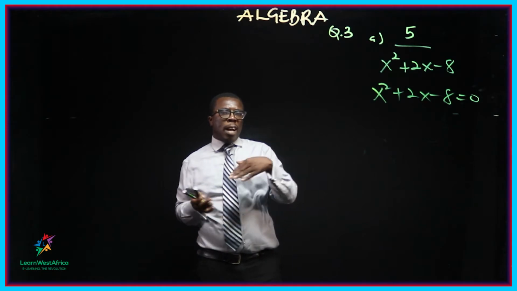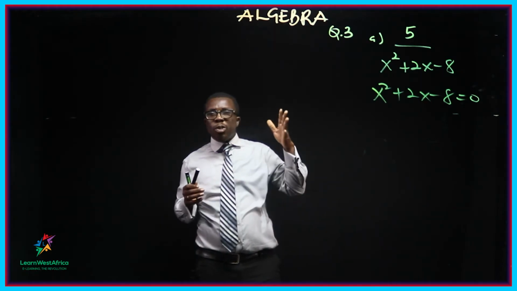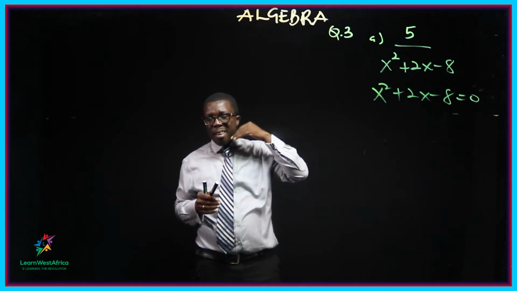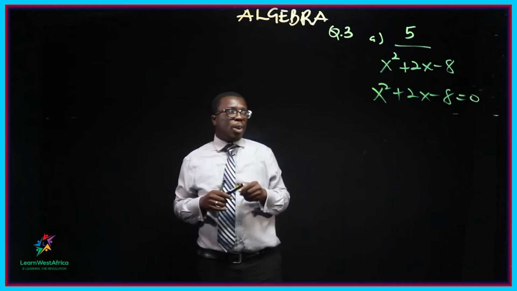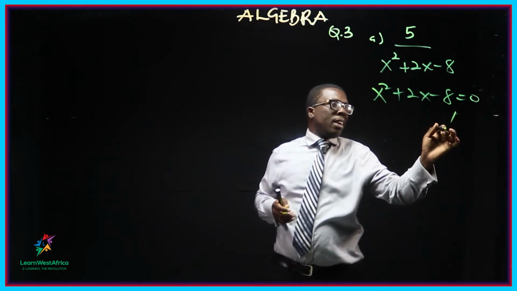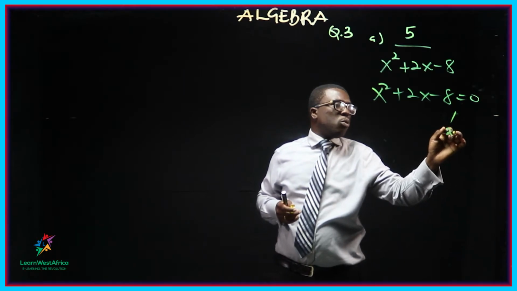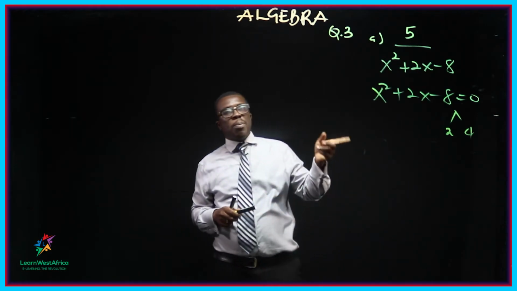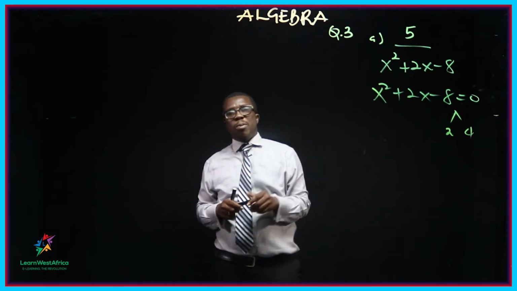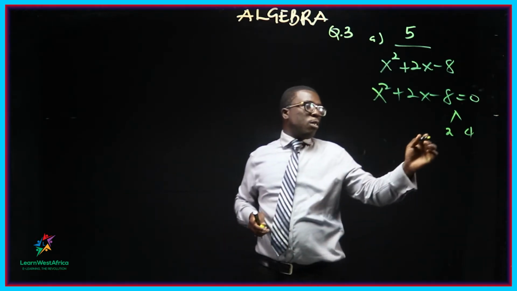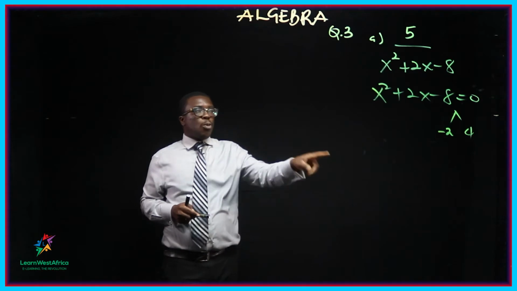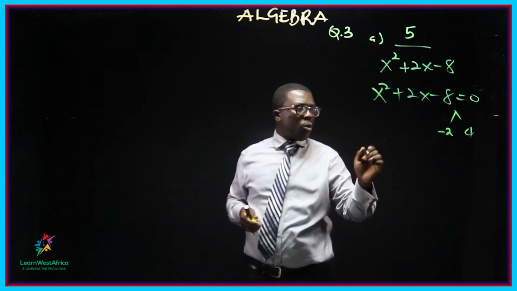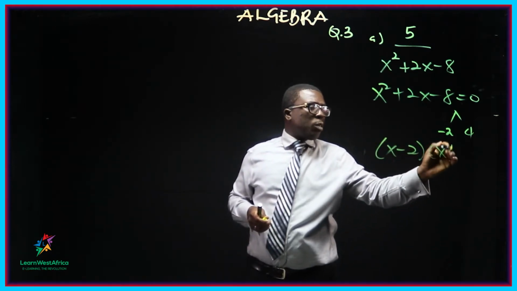You could use the calculator to solve it and check your answer, but because it's a theory question, we show working, so you need to go through the whole factorization process. The factors of 8 are 2 and 4. Two times 4 gives you 8, and we need the middle term to be positive 2. So we select minus 2 and 4, because minus 2 times 4 is negative 8 and minus 2 plus 4 is plus 2. So we have x minus 2, x plus 4.